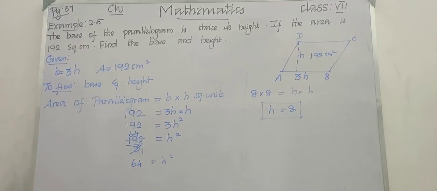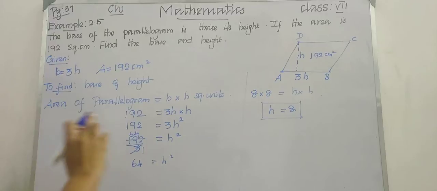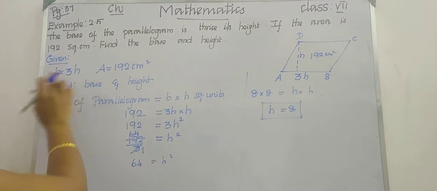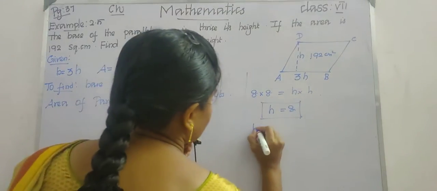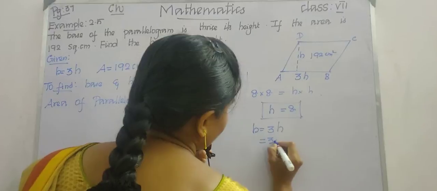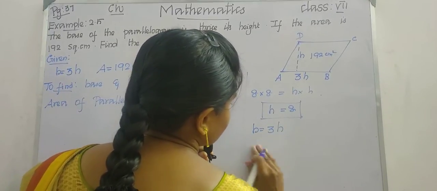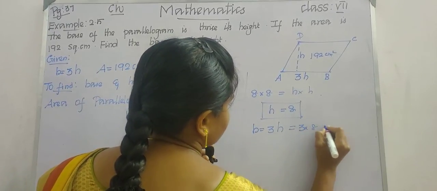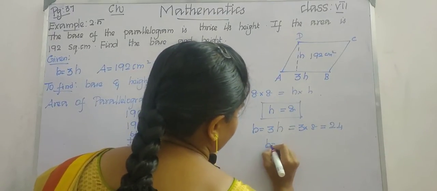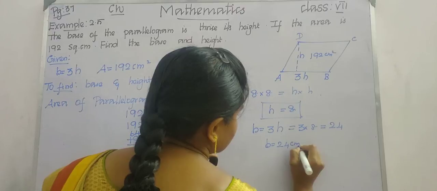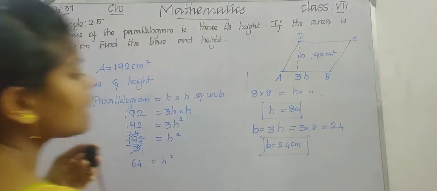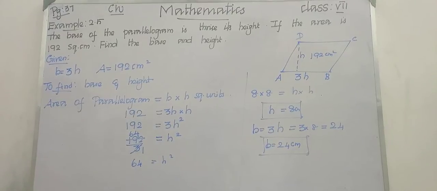And also we need to find the base, right? Height we got. So what is the base? Base equal to 3 times H. So 3 into height, so 3 into 8. What will you get? 24. So what is the base? Base equal to 24 centimeter. So we got H, that is 8 centimeter, and the base is 24 centimeter.